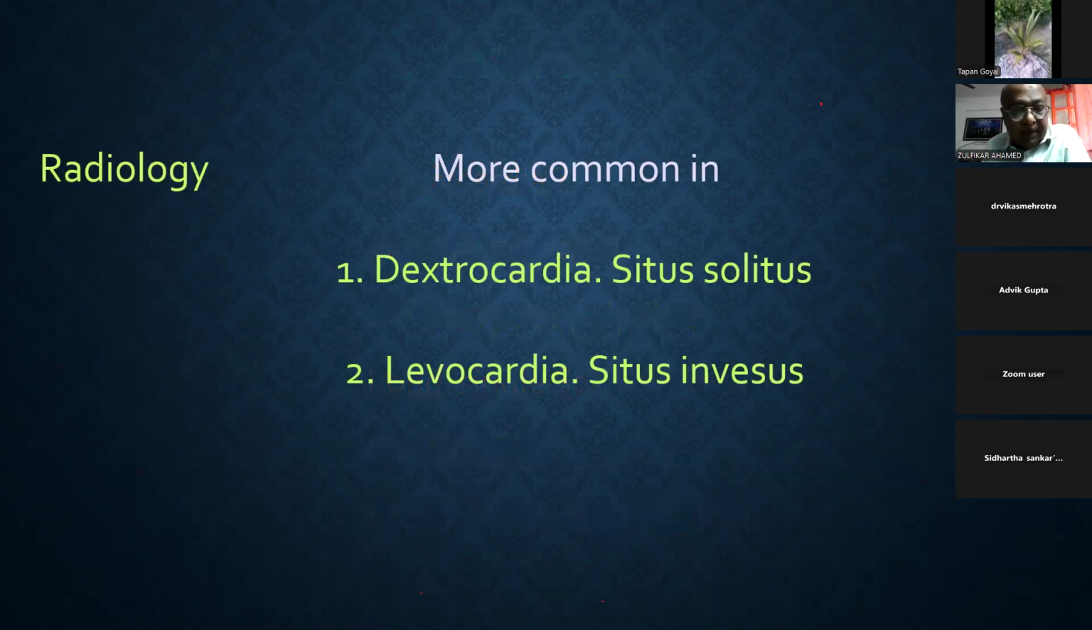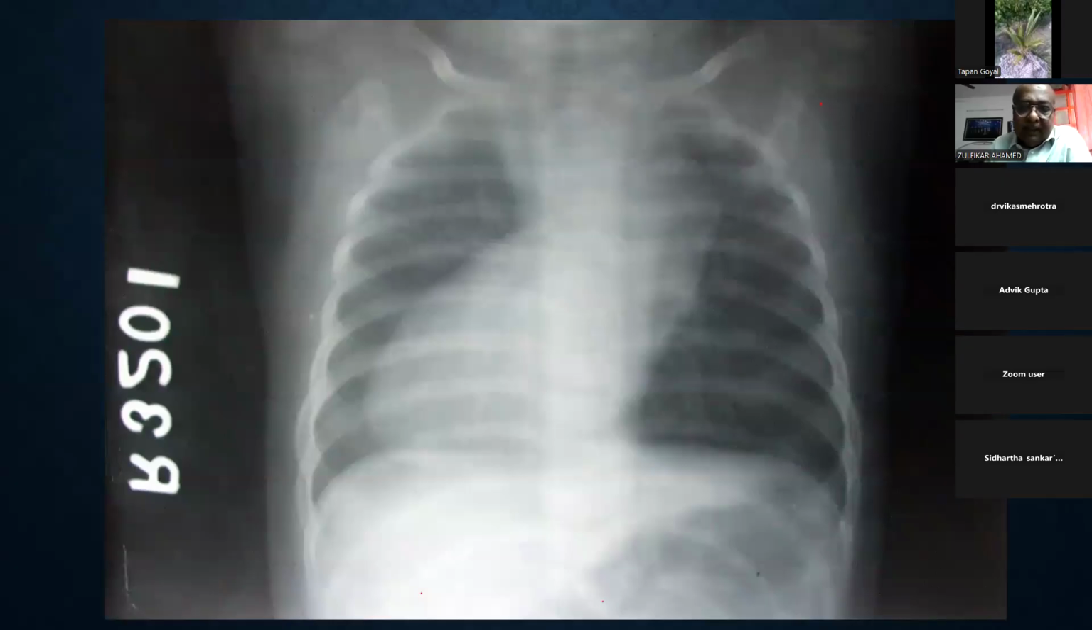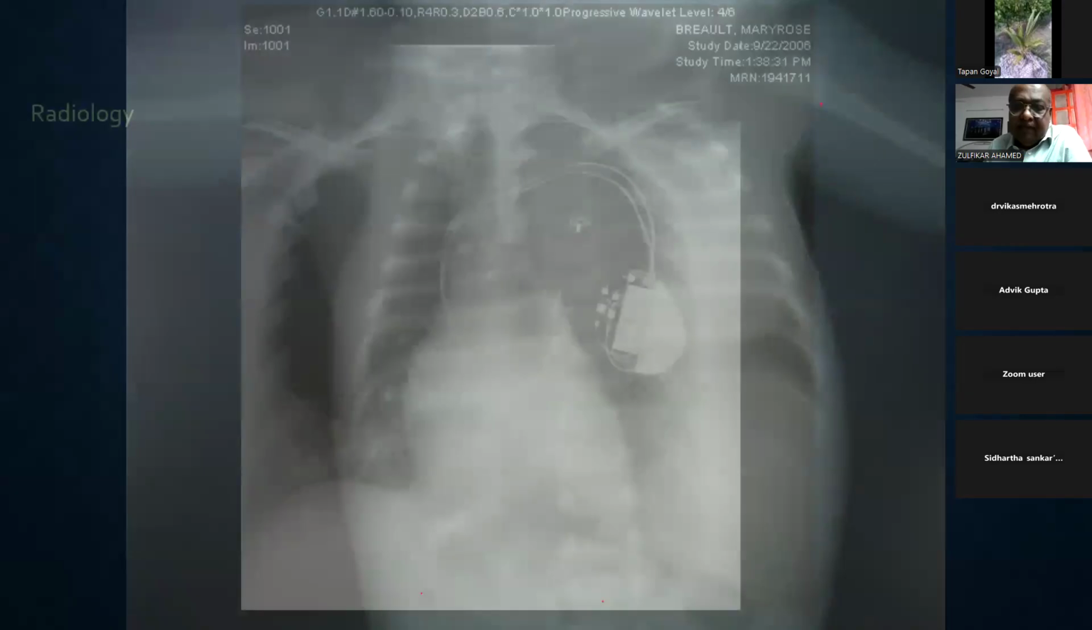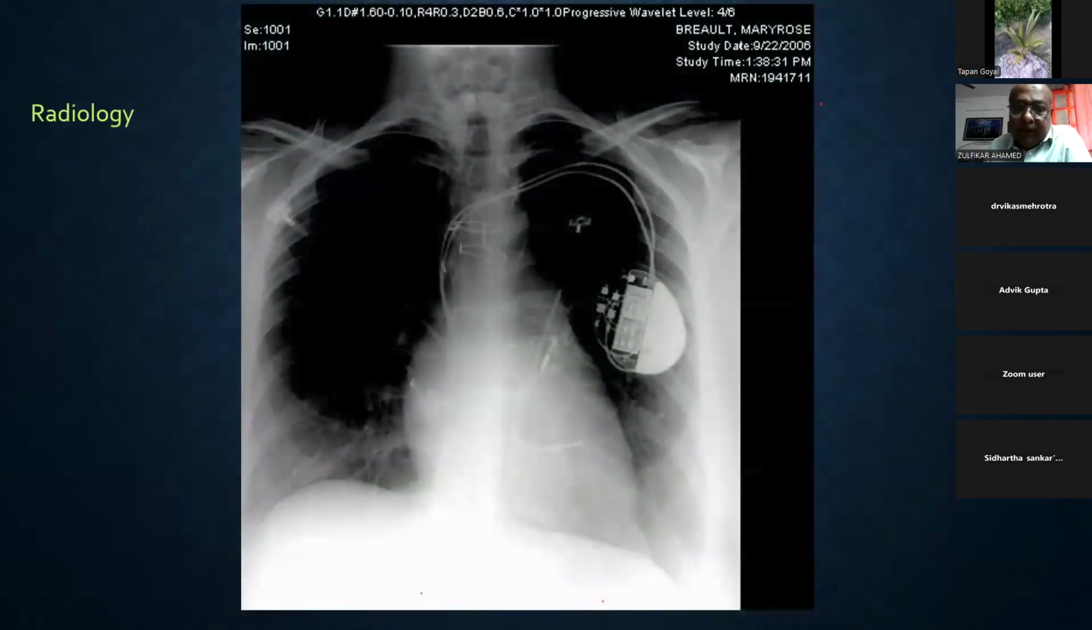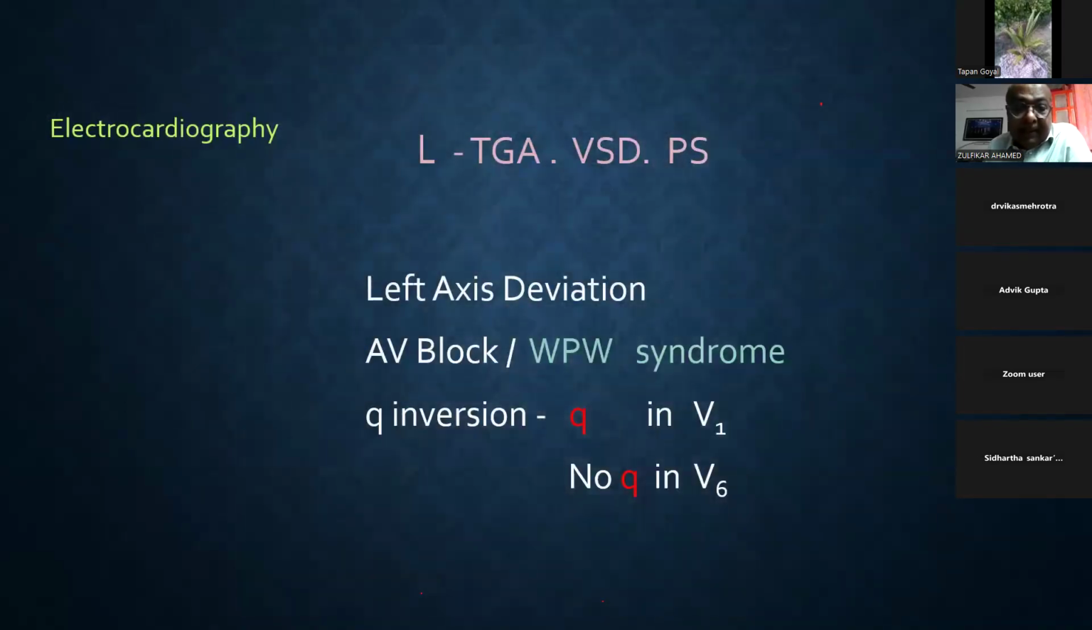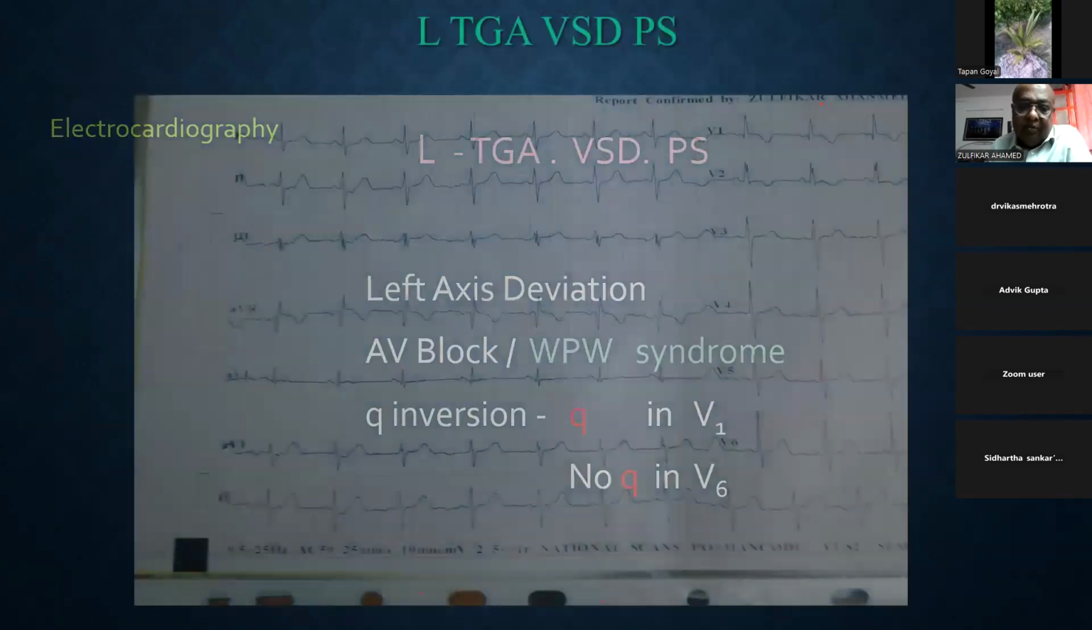And we must also remember in radiology that this is probably more common with dextrocardia with situs solitus or levocardia with situs inversus. As you can see, this is dextrocardia with situs solitus, and this is levocardia with situs inversus. Both will have the LTGA VSD PS situation. And as I told you, they can have complete heart block, which may require a permanent pacemaker. And the ECG again will show left axis deviation and varying degrees of AV block. And also, very importantly, some of them can develop SVT because of WPW syndrome.